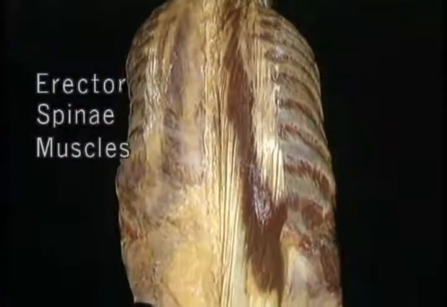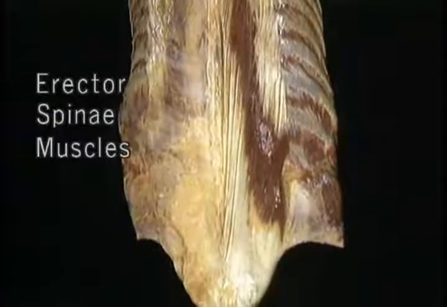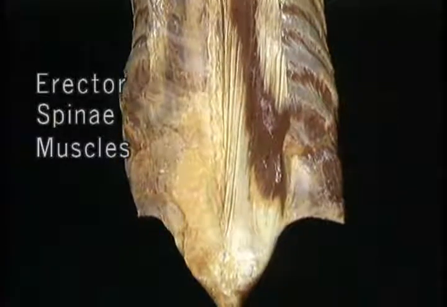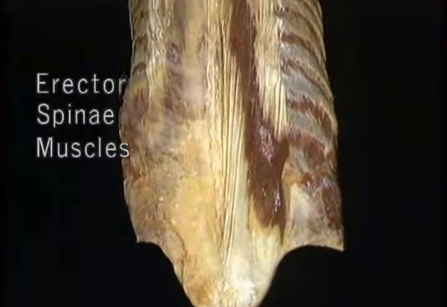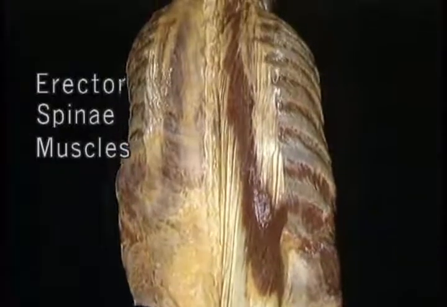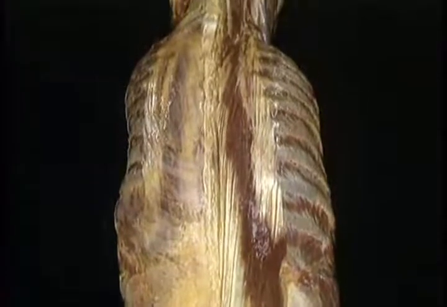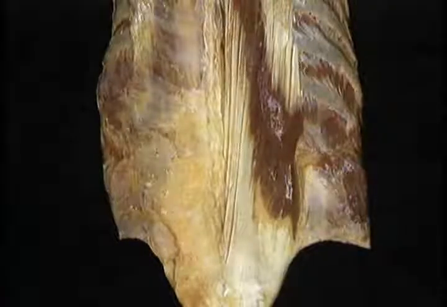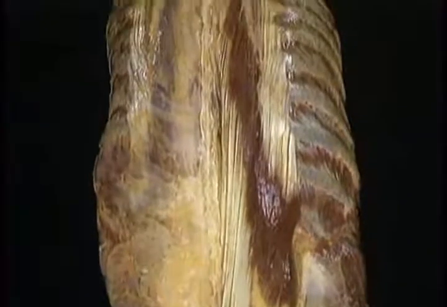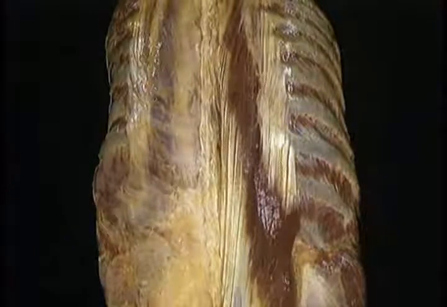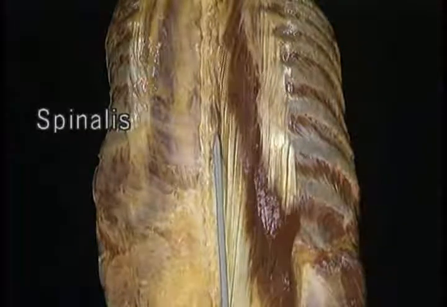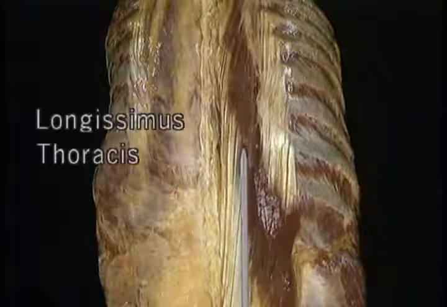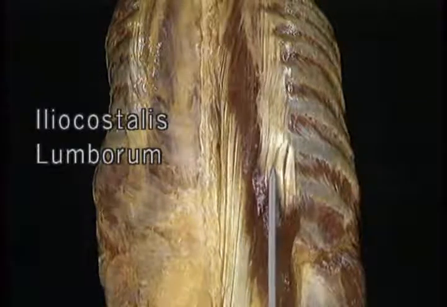They form a large mass of muscle, extending all the way from the sacrum to the upper part of the thorax. At their origins, they're joined together. Passing upward, they separate out into 3 somewhat distinct muscles, the spinalis, the longissimus thoracis, and the iliocostalis lumborum.